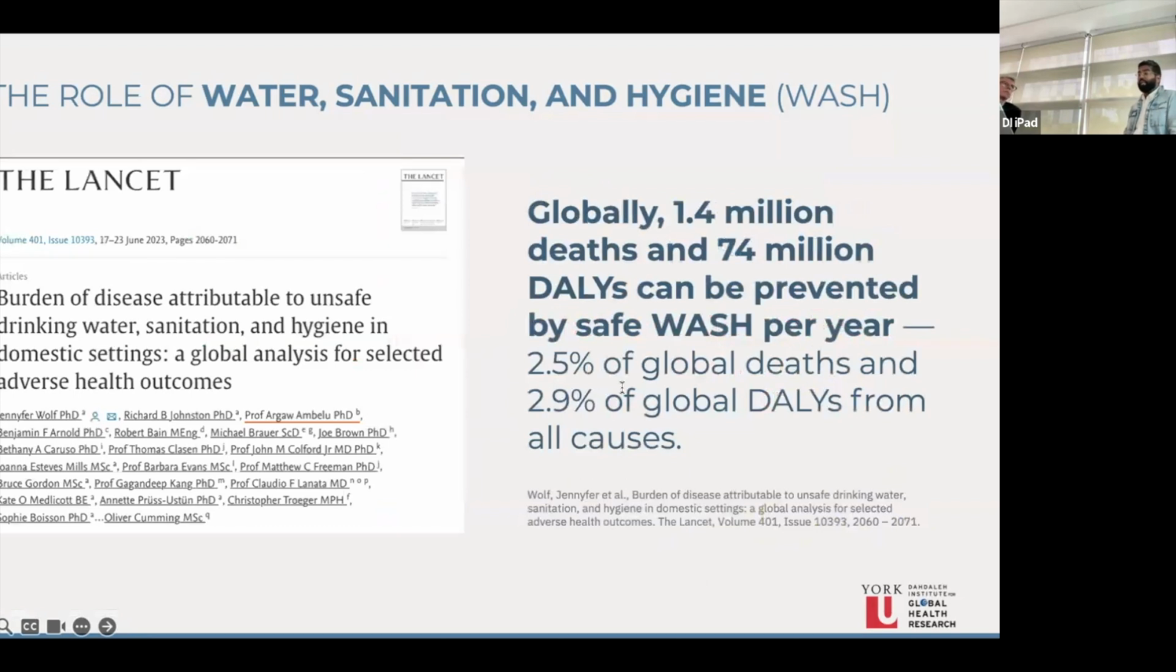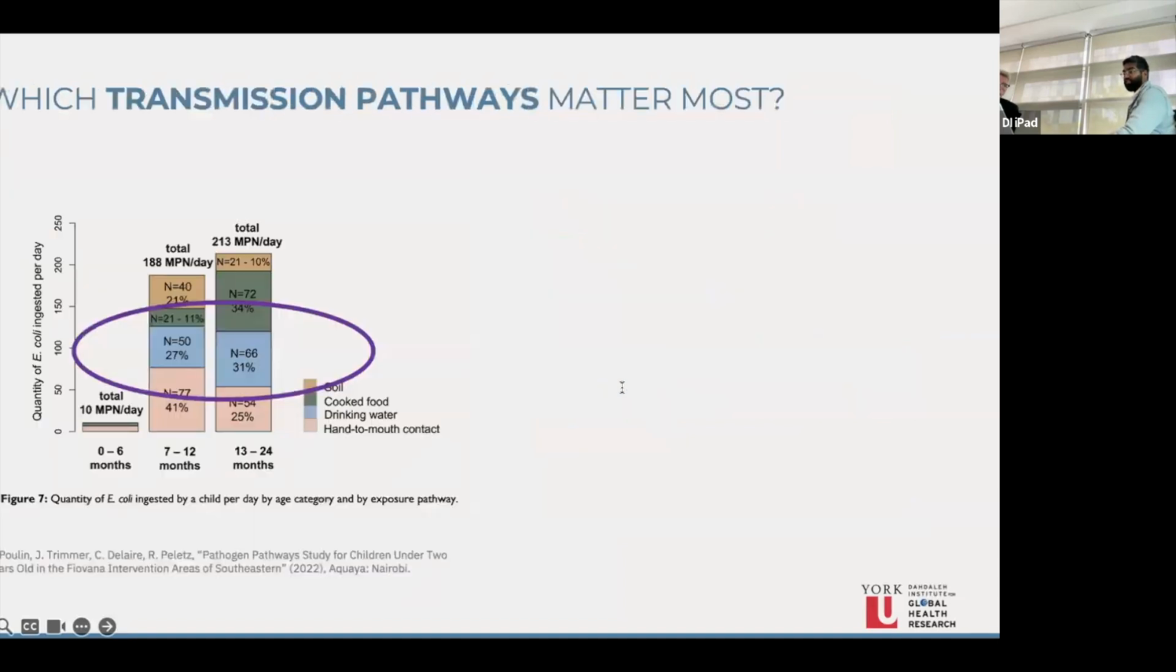Now, the global burden of disease that's associated with unsafe WASH is really immense. A recent paper in The Lancet by Jennifer Wolf at the WHO and colleagues showed that safe WASH can prevent an estimated 1.4 million deaths per year and 74 million disability adjusted life years. So a huge mortality and morbidity burden associated with WASH-related illnesses. One question that naturally comes to mind when we think about the F diagram and waterborne illnesses is which of these transmission pathways matters most, because that's where we want to target our action, right?